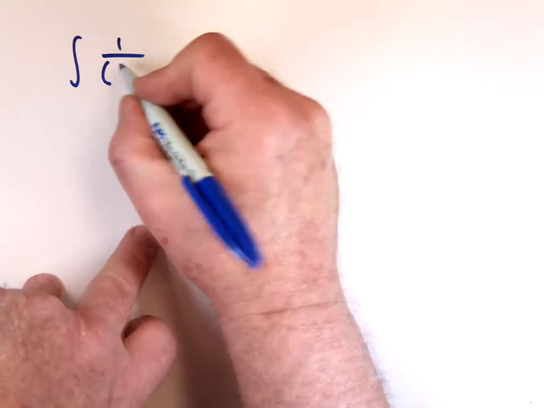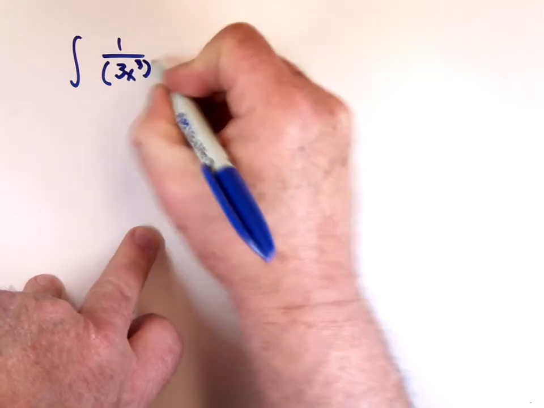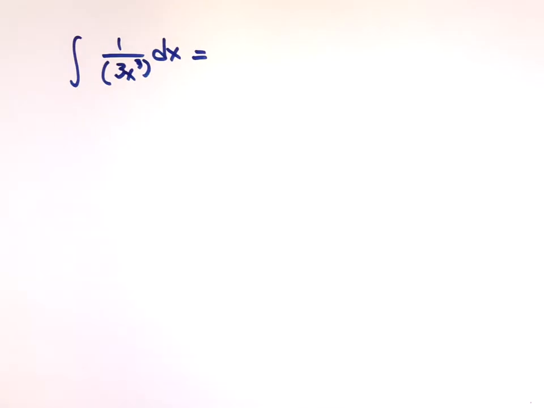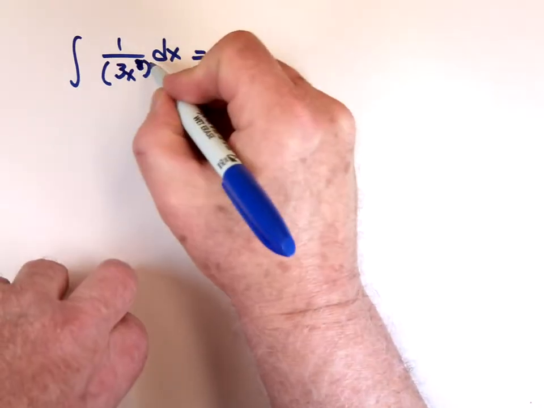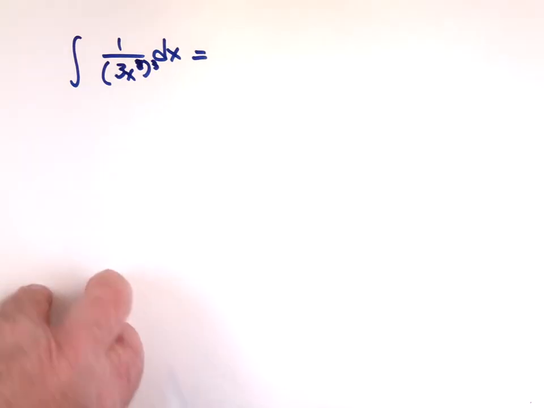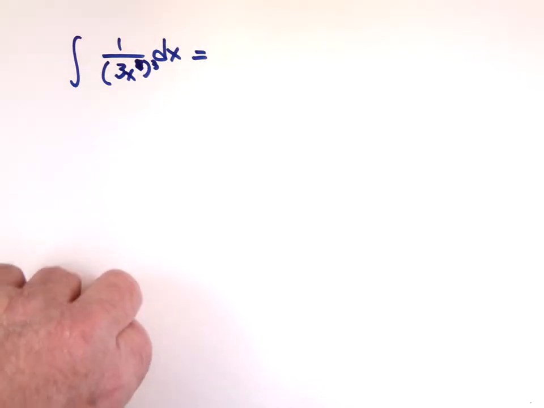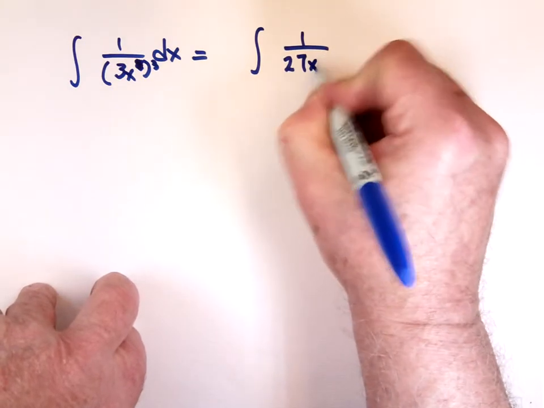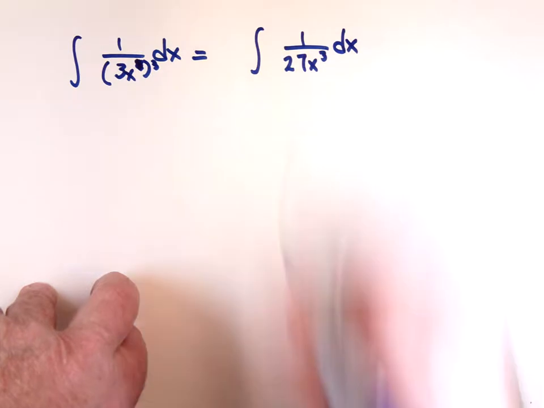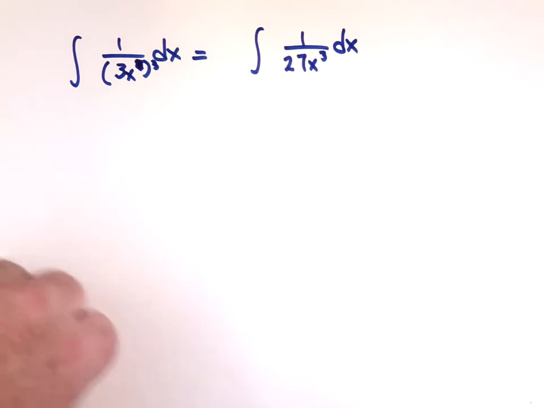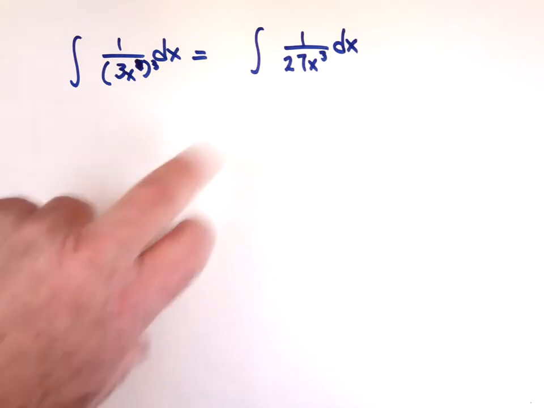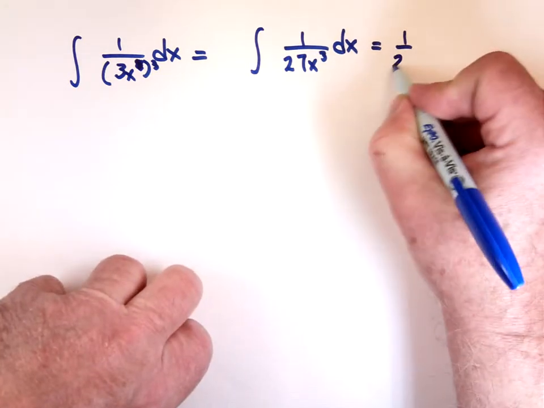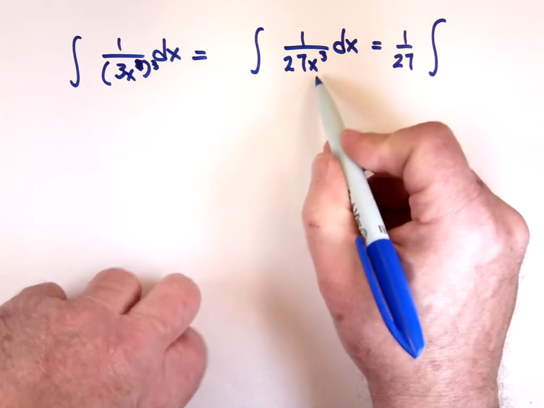3x cubed. Sorry, it's 3x quantity cubed. What you want to do with a problem like this is take the 1/27th, the constant, out front, and rewrite this with a negative exponent.